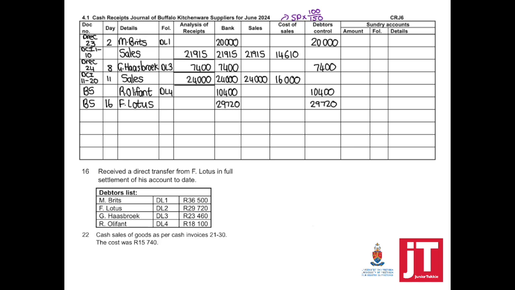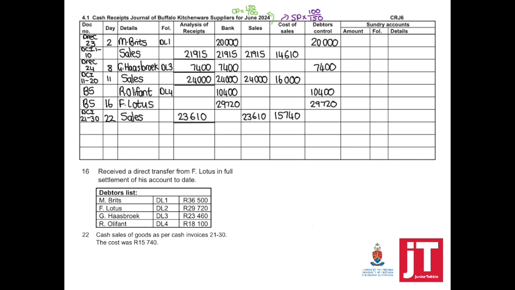Day 22, cash sales of goods as per cash invoices 21 to 30. The cost was 15,740. Be careful, here they provided you with the cost. Source document, duplicate invoice number 21 to 30. On day 22, my details, sales. So now I'm going to start with the cost was 15,740. And to calculate the selling price, take the cost times 150 divided by 100. And that goes to sales and analysis of receipts.